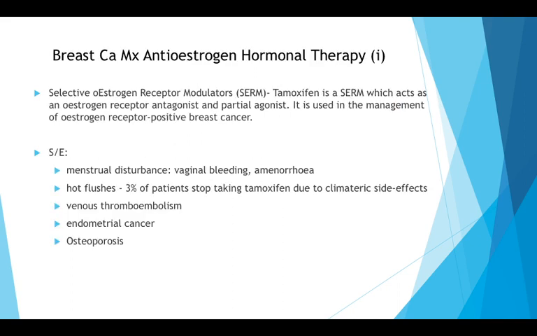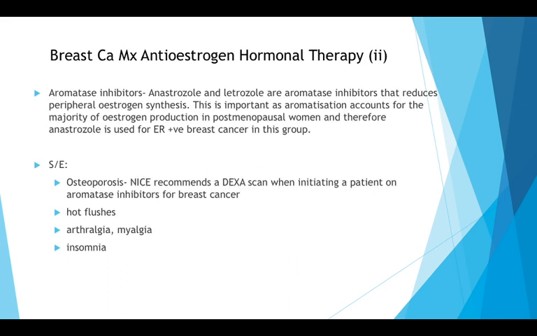Right, so just to touch briefly on those 2 hormonal therapies I mentioned, tamoxifen and the aromatase inhibitors. First of all, tamoxifen is a SERM, a selective estrogen receptor modulator, and acts as both an antagonist as well as a partial agonist of the estrogen receptor, and hence it's used in ER-positive breast cancers. Side effects include menstrual disturbances, hot flushes, similar to menopausal-like symptoms, VTEs, endometrial cancer, as well as bone mass reduction in the form of osteoporosis.